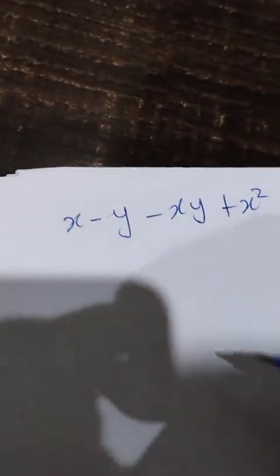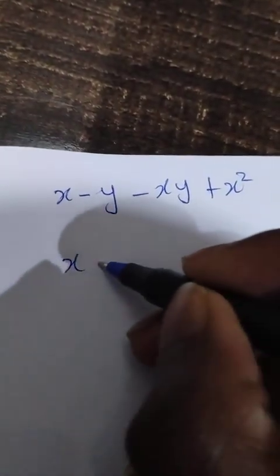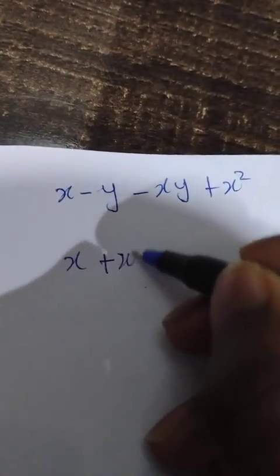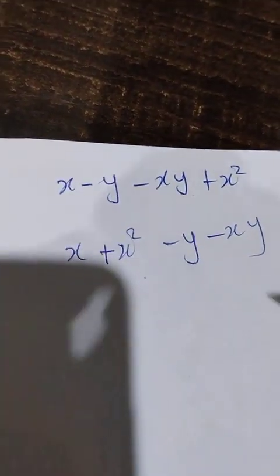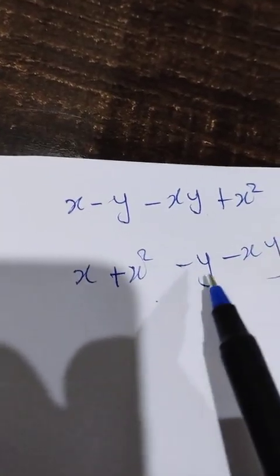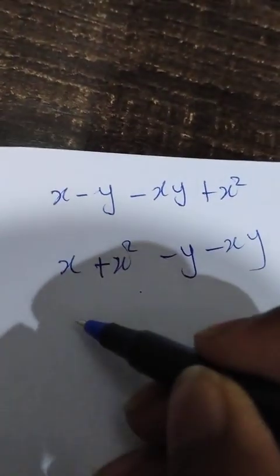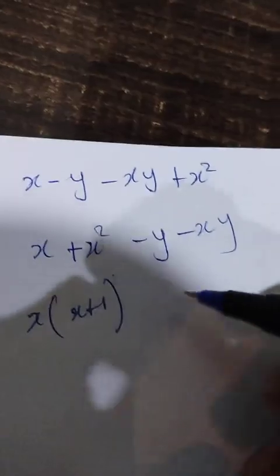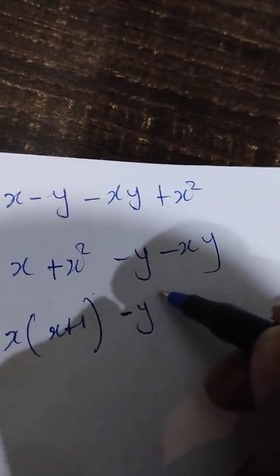is this. So here we are going to factorize this question. So we rearrange x minus y plus x squared minus xy. You rearrange your question so that you can have x and x, y and y, right? So here let's factor out x to get x plus 1.